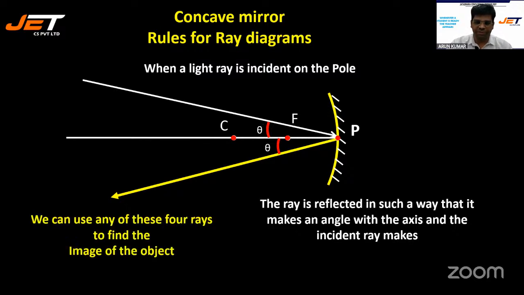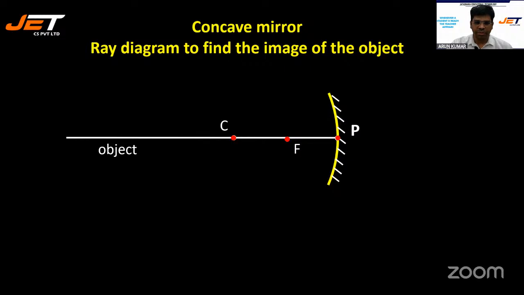So these are the four rays we have got. We can use any two of these four rays to trace the image of the object. Any two rays are sufficient to find the image. Let's see what I mean by that. Let's place an object here. The yellow arrow is the object.